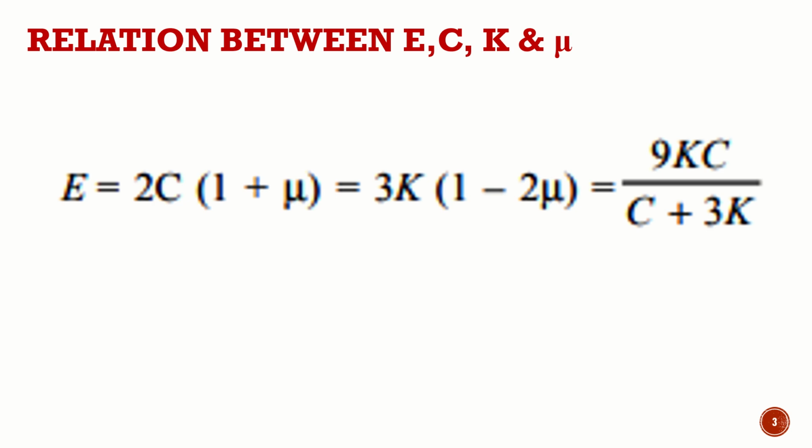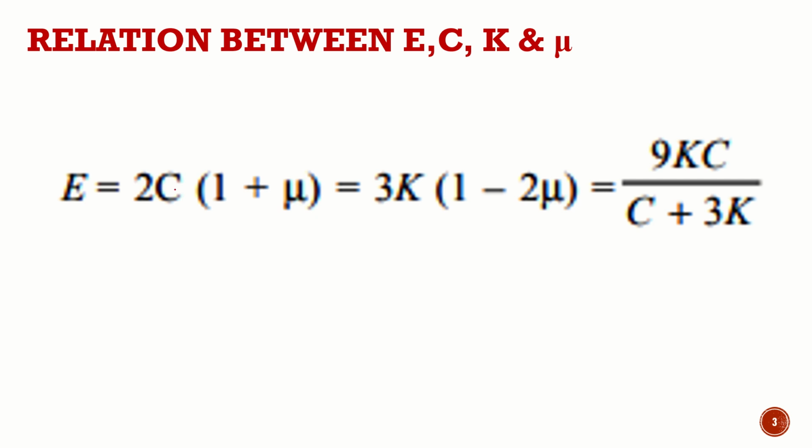So this is the relationship between three elastic constants. So you can see E is equal to 2c into 1 plus mu. So if somebody wants to know what is the value of E when C is given, then we have to use this relationship, which is E is equal to 2c into 1 plus mu.